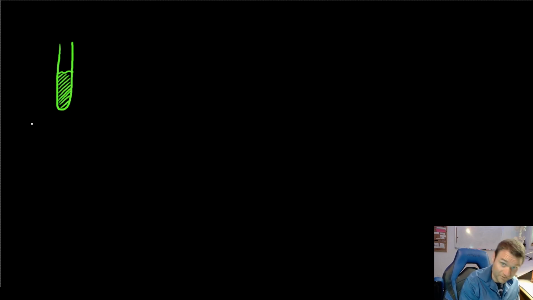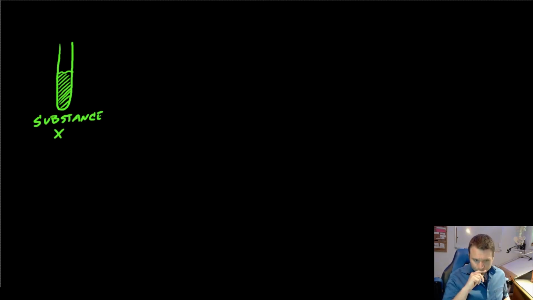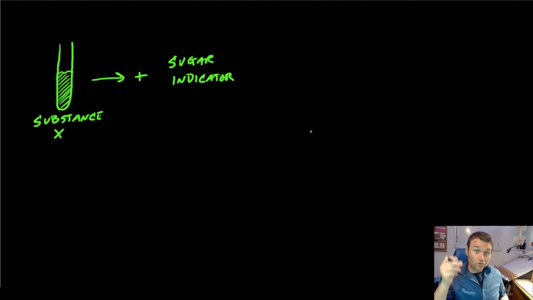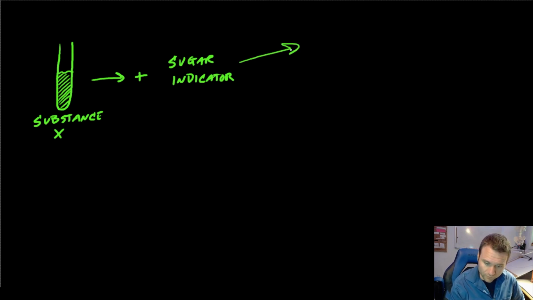We're going to call it substance X. Now, what I can do in order to figure out the identity of substance X is add an indicator. Let's say I want to know if there's any sugar inside substance X. And the way this sugar indicator chemical works, I'm going to add a couple drops of this indicator chemical to substance X, and I'll get one of two results.